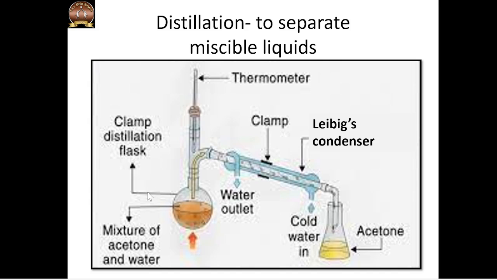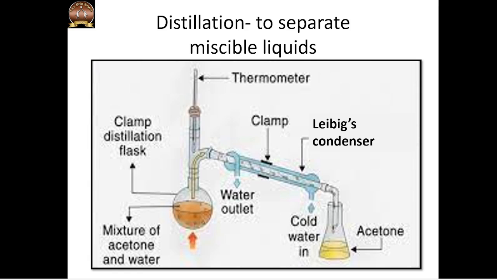Here we are trying to achieve the separation of a mixture of acetone and water. So as you all know, the boiling point of water is around 100 degrees Celsius, and the boiling point of acetone comes much below 100 degrees Celsius. In fact, the boiling point of acetone is only around 56 degrees Celsius.